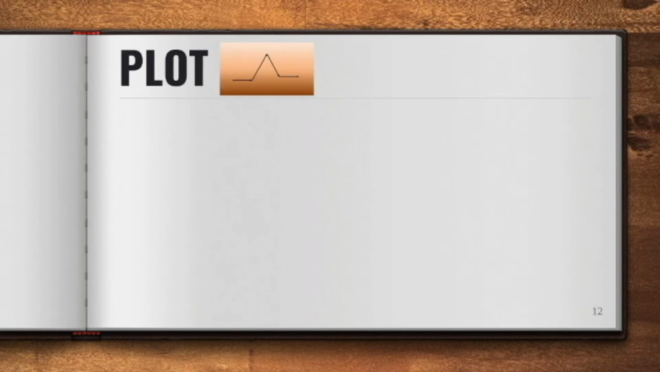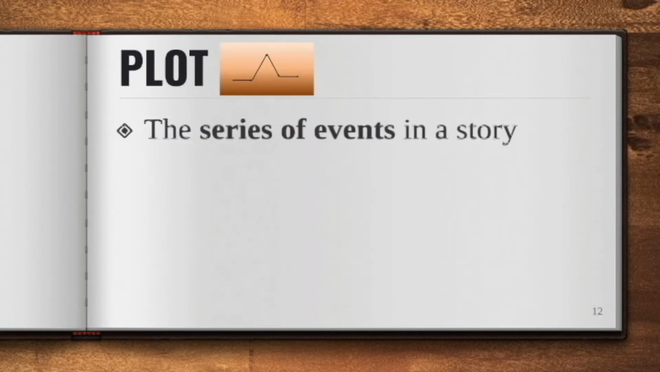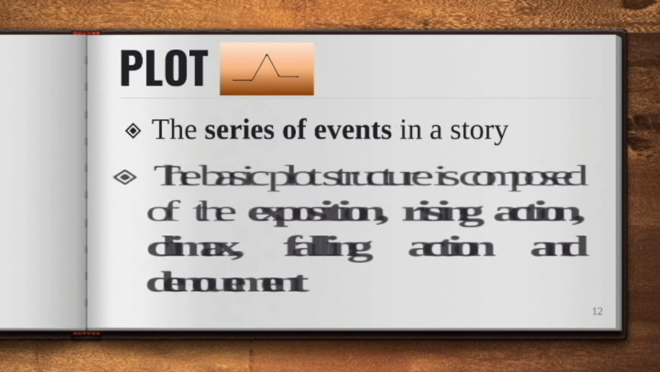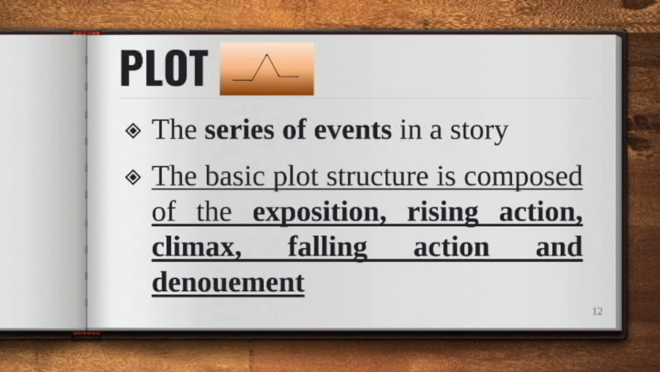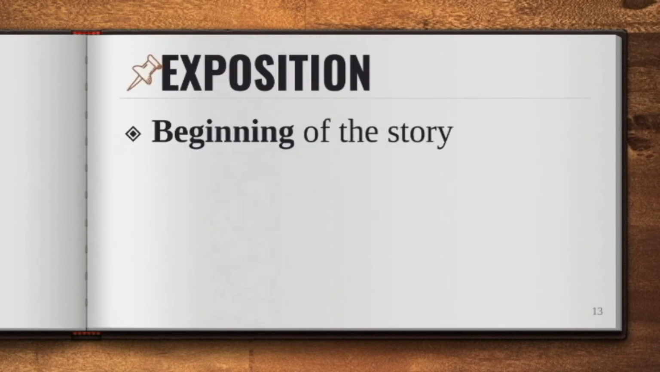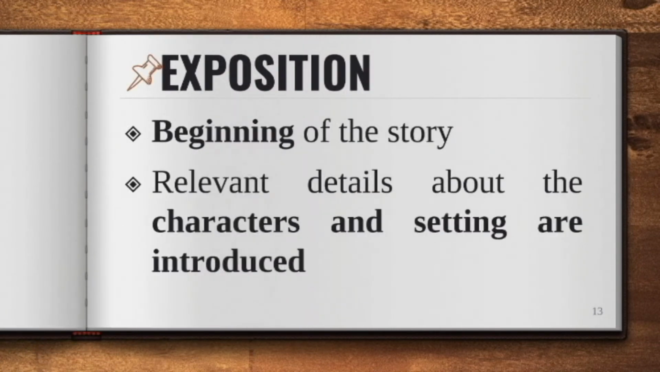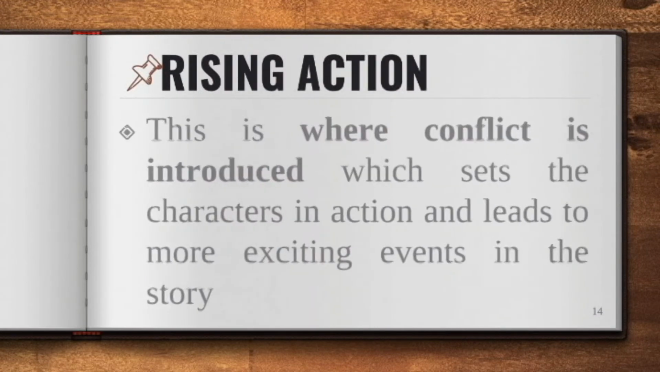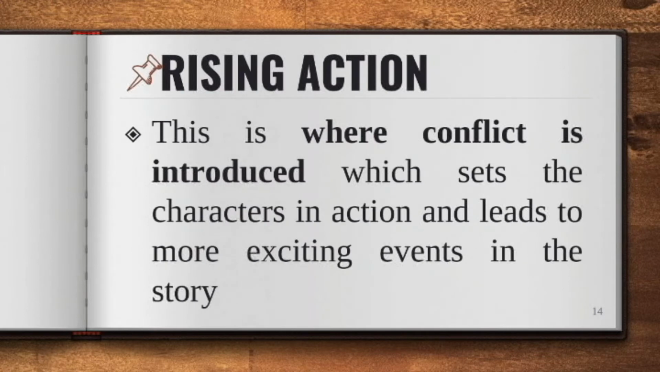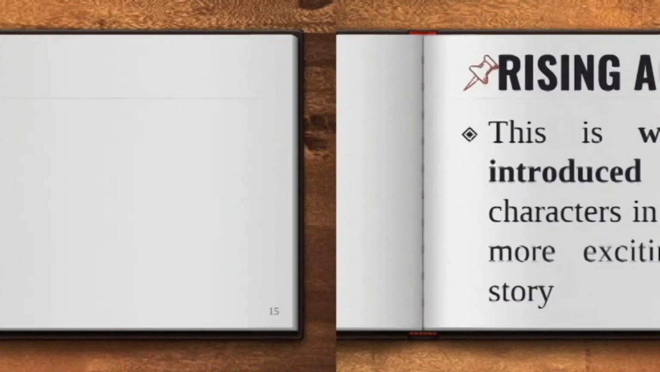Then we have the plot. Plot is a series of events in a story. The basic plot structure contains the following parts: exposition, rising action, climax, falling action, and denouement. Exposition is the beginning of the story, where relevant details about characters and setting are introduced. Rising action is where the conflict is introduced. This sets the characters and action that lead to more exciting events in the story.